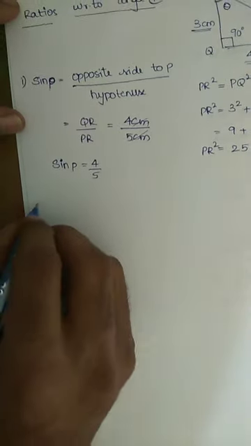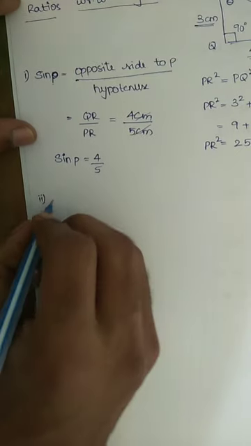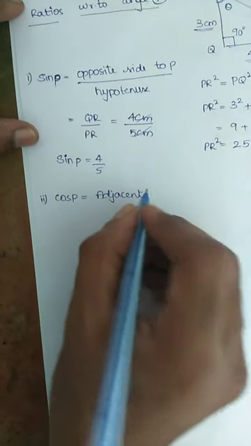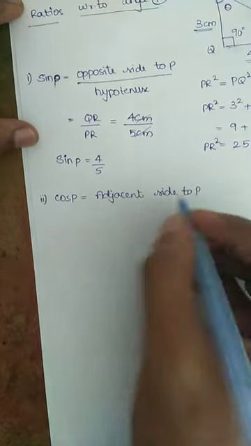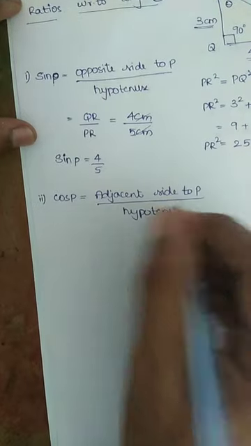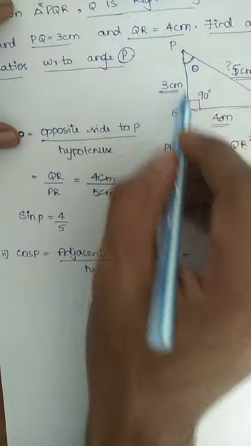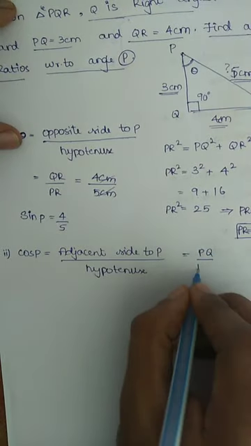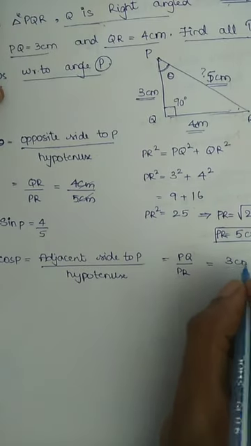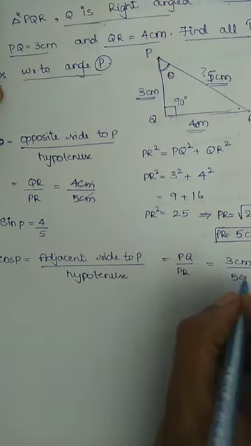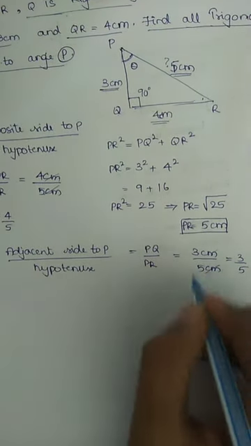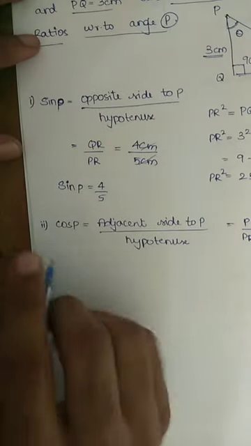Second one, so it is cos P. Cos P is adjacent side to P by hypotenuse. What is adjacent side to P? Adjacent side to P is PQ by hypotenuse is PR, which is equal to, what is PQ? PQ is 3 centimeters by PR is 5 centimeters. So this is 3 by 5. Here also centimeter and centimeter will get cancelled out. So there will be no units for even cos P.